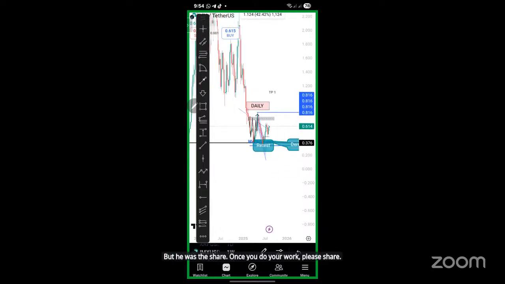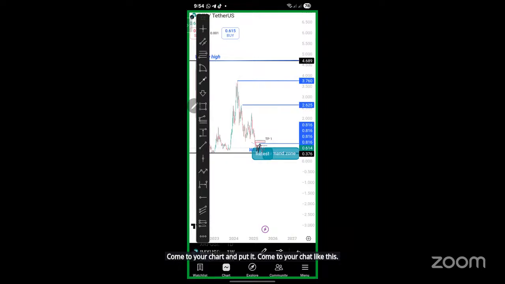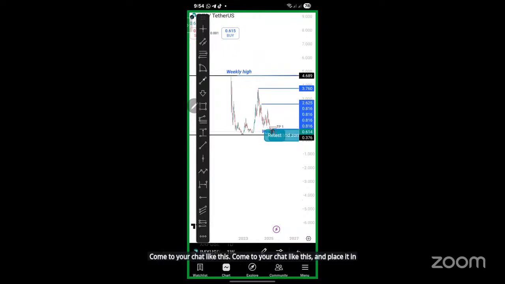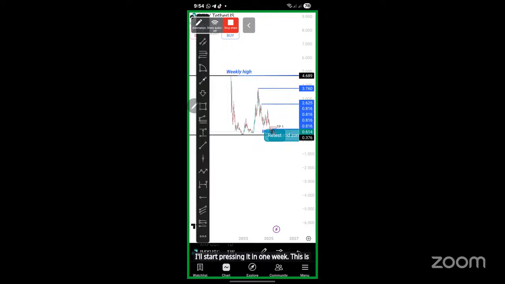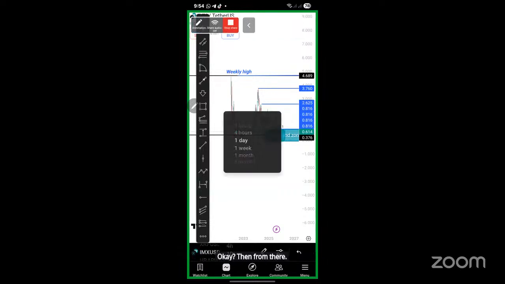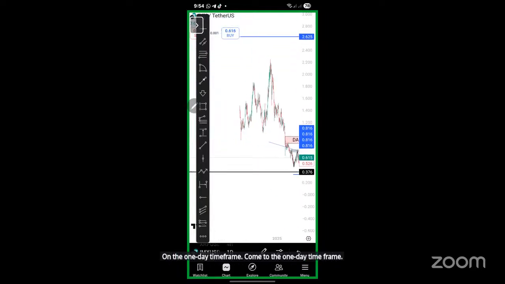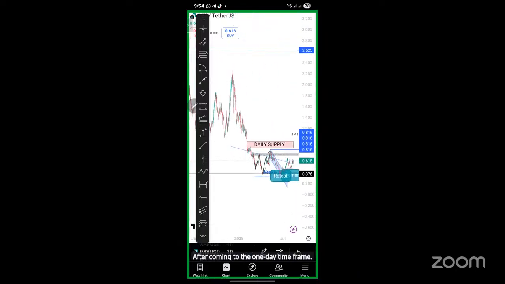What are we going to do? Come to your chart like this and place it in 1 week. Just choose your 3 coins. After placing it in 1 week, label the weekly high, and also label the weekly low. Then from there, continue to the 1 day time frame. After coming to the 1 day time frame, look and see. Is there any pattern?